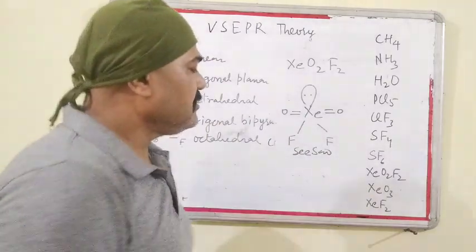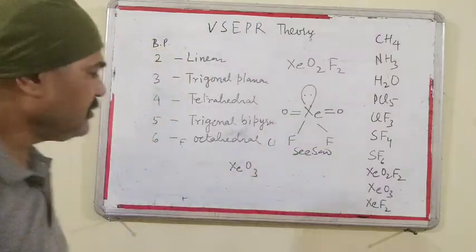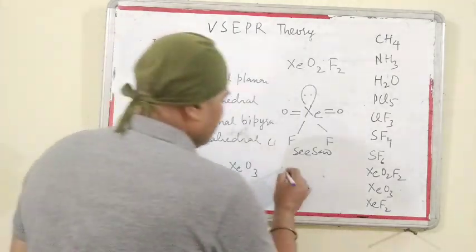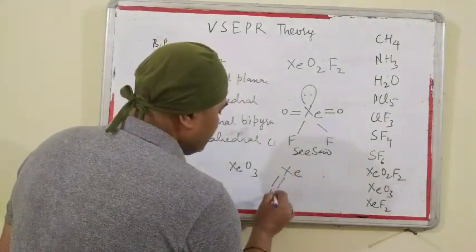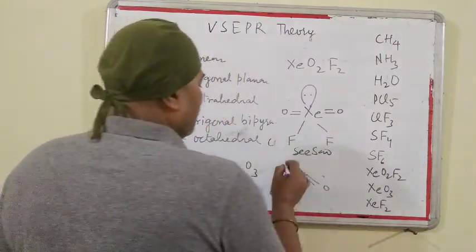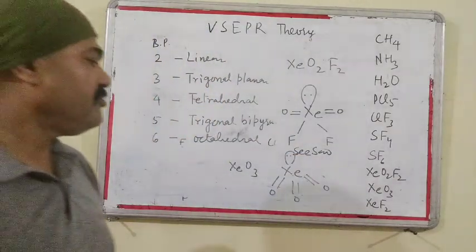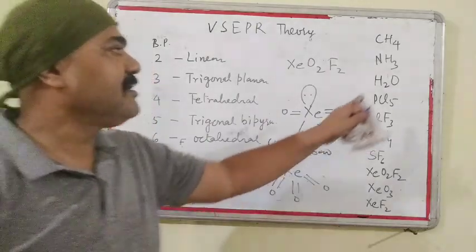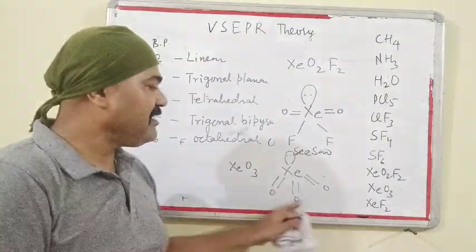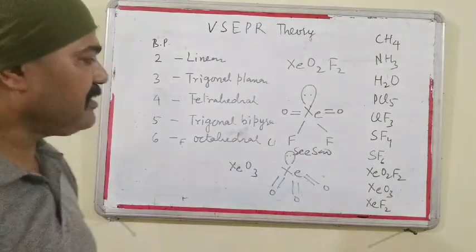Now we take HCO3. In HCO3, the 6 electrons of xenon combine with 3 oxygen atoms, and the left 2 electrons are found in the form of a lone pair. Again its shape is like ammonia. The shape of the ammonia molecule was pyramidal. Again here there are 3 bond pairs and 1 lone pair, so the shape is pyramidal.